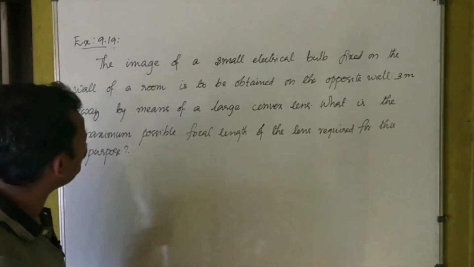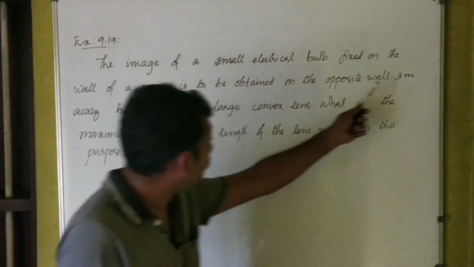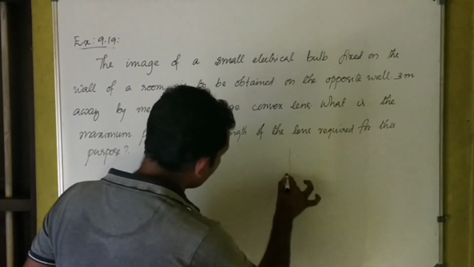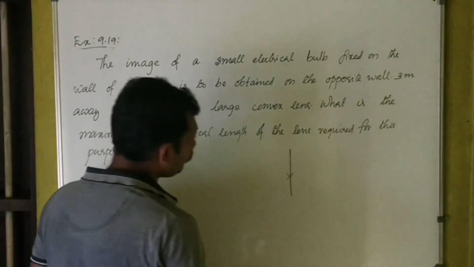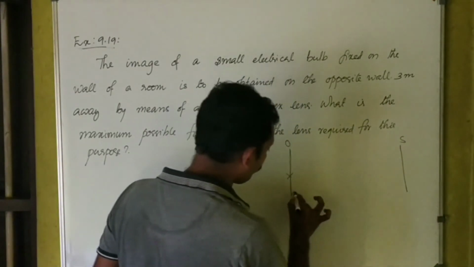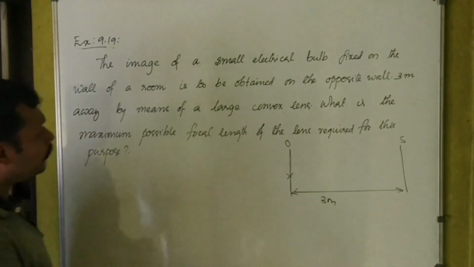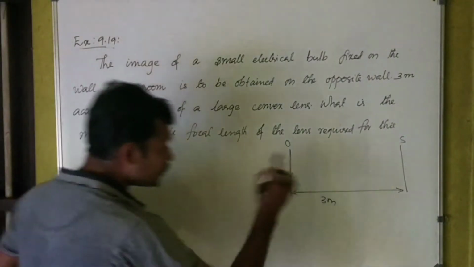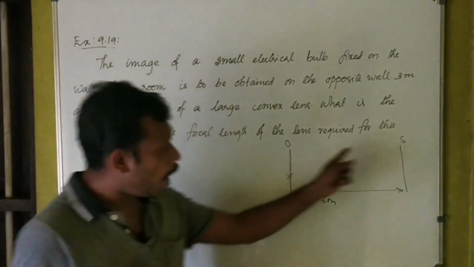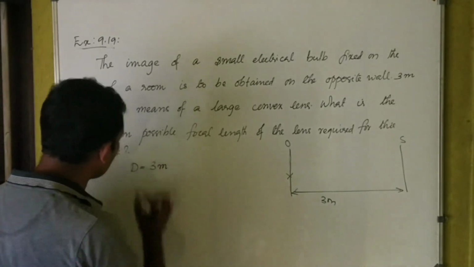See the question. The image of a small electrical bulb fixed on the wall of a room is to be obtained on the opposite wall. So the bulb is here on this wall and I want to get the image on the opposite wall. So this is the object, this is the screen, and the separation is 3 meter. What is the variable mentioned here as 3 meter? That is capital D, right? Distance between object and the screen is capital D. So capital D is equal to 3 meter.